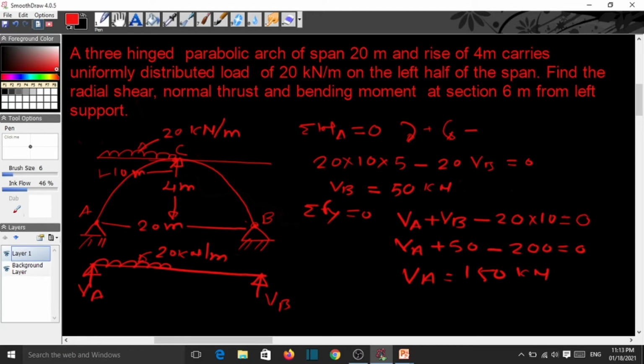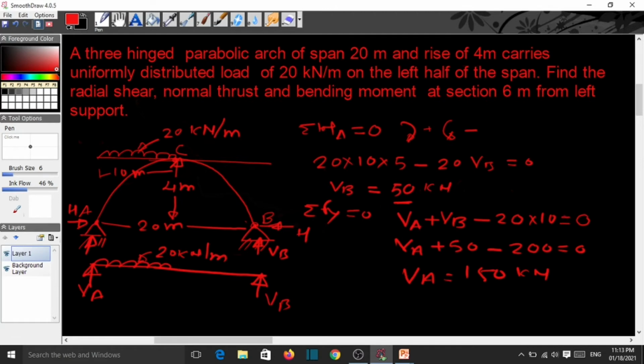Then next is to calculate the horizontal reactions, because at the support there is one horizontal reaction H. This is the VB that we have calculated, and this is the VA. So VA and VB we got: VA is equal to 150 and VB is equal to 50. So the unknown is now the H value. For the H, we have to take the bending moment at the crown.